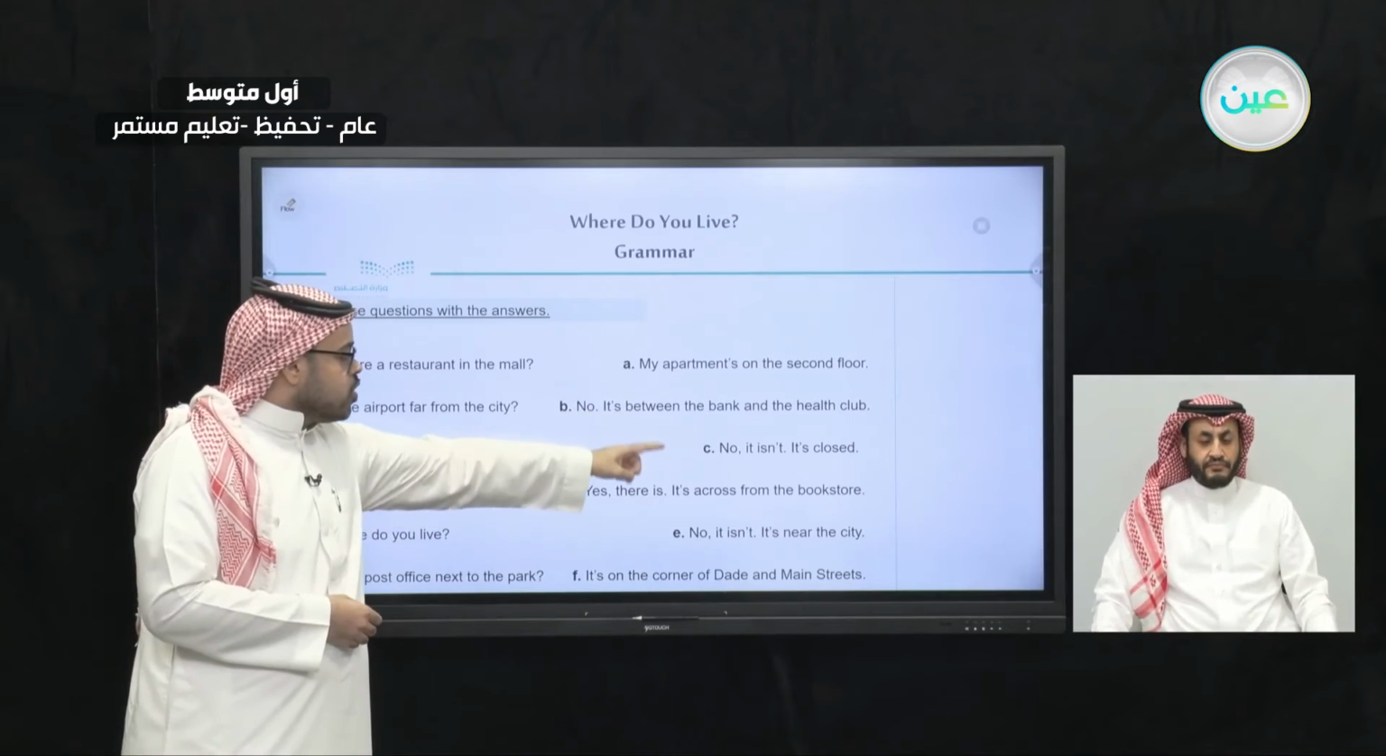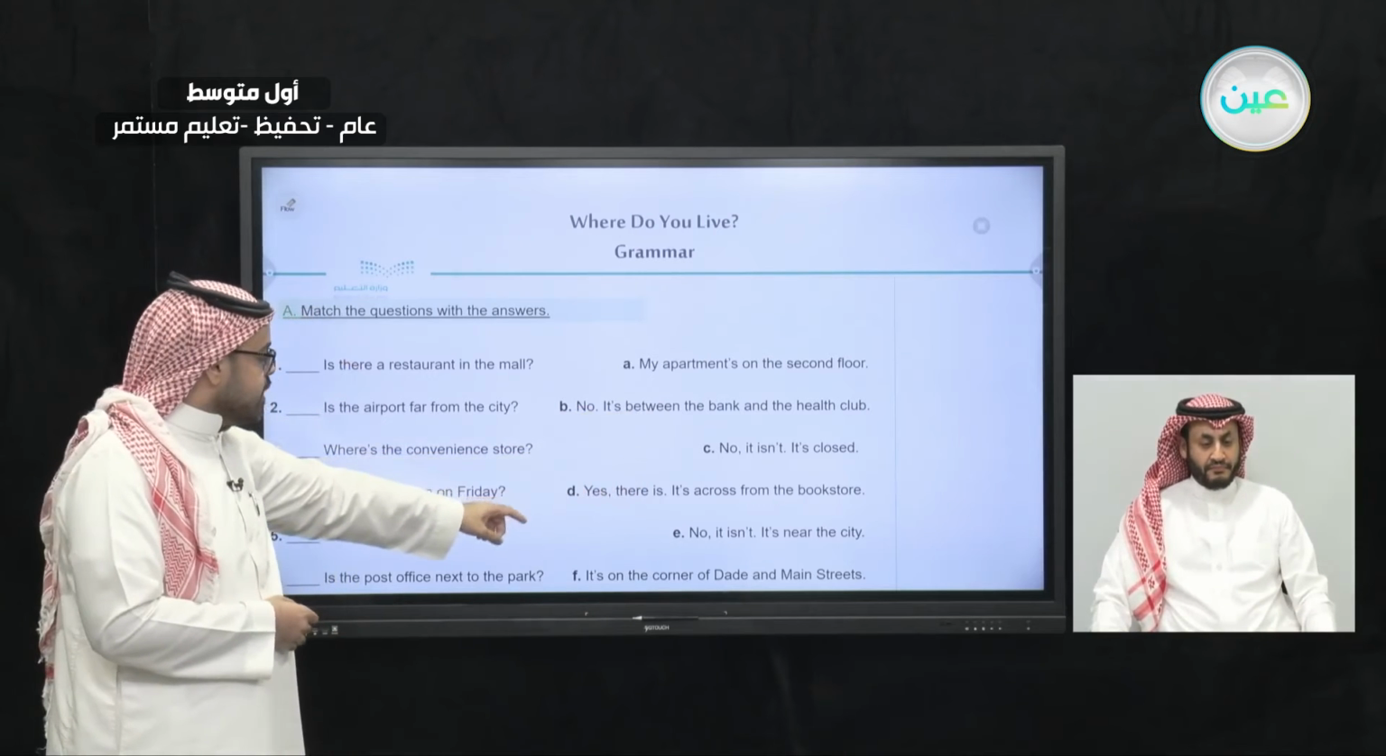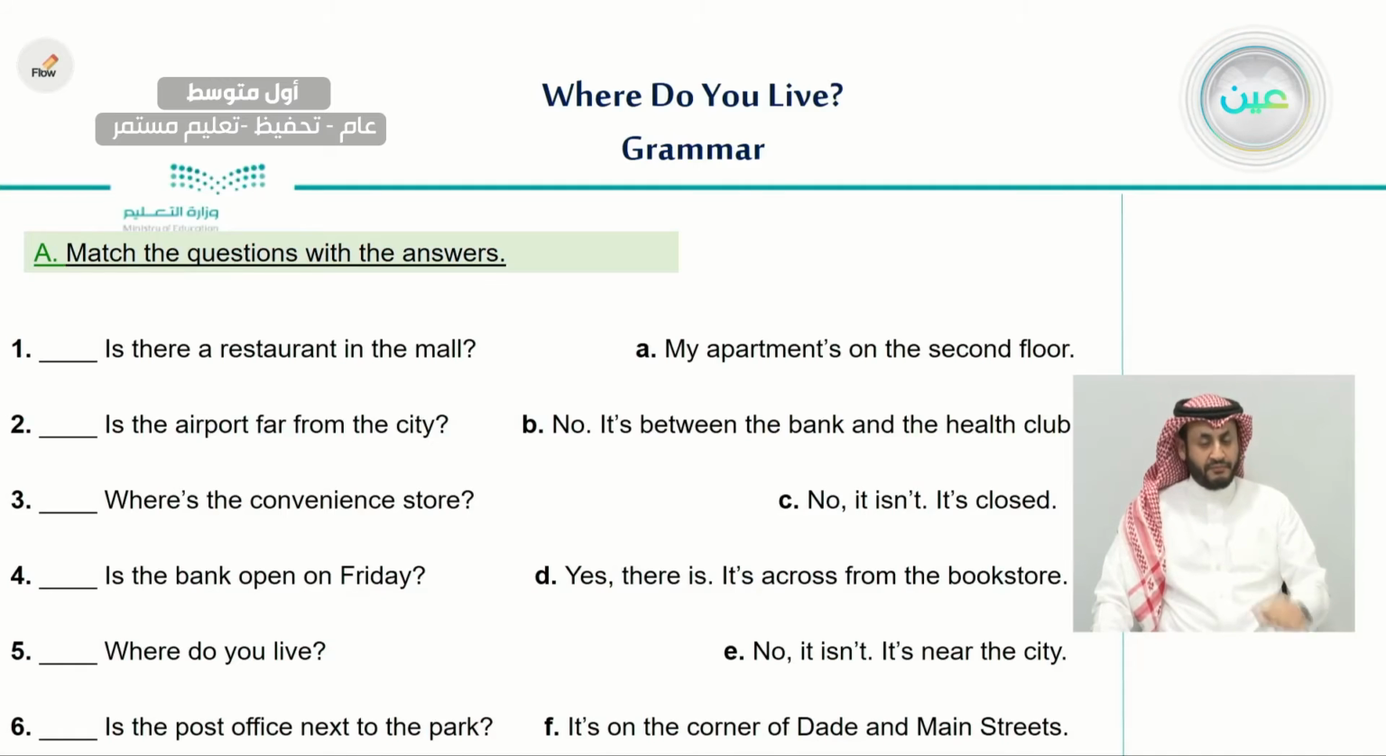Or C, no, it isn't, it is closed. This also could be the answer. D, yes, there is, it's across from the bookstore. This also could be the answer. And number E, no, it isn't, it is near the city. And the last one is, it is on the corner. So here we have only 4 answers that started with yes or no.